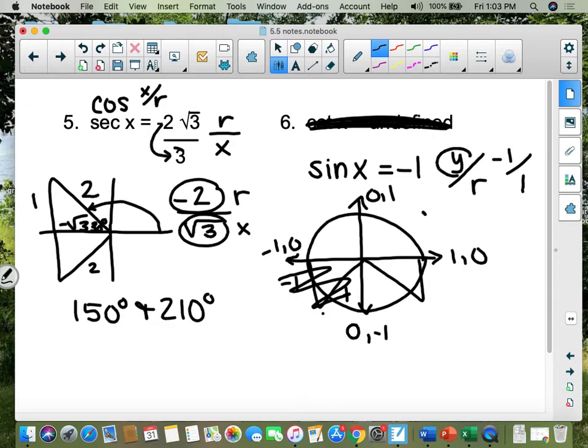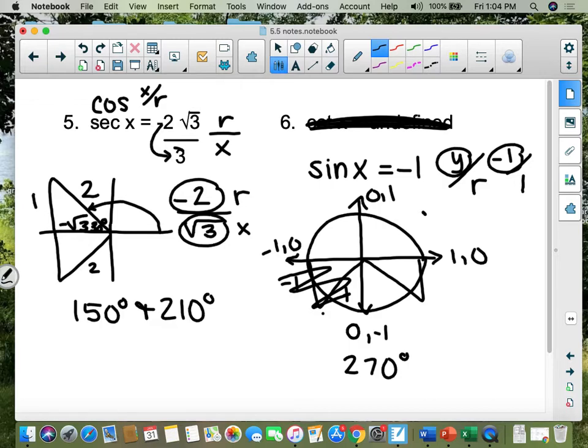Your y is a -1. Which one is it that your y value is a -1 at? Isn't it down here? Your radius of this circle is always 1, isn't it? The radius of the unit circle is always 1. So the only answer to this problem is 270 degrees. Sine of x equals a -1 at 270 degrees.